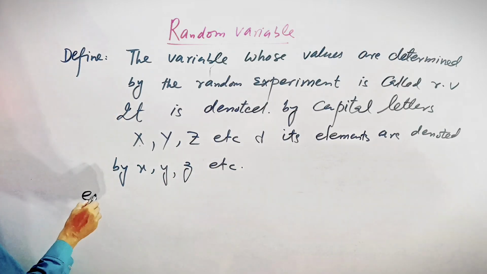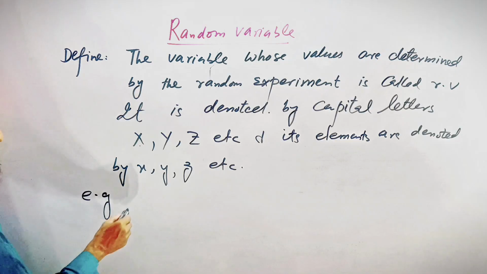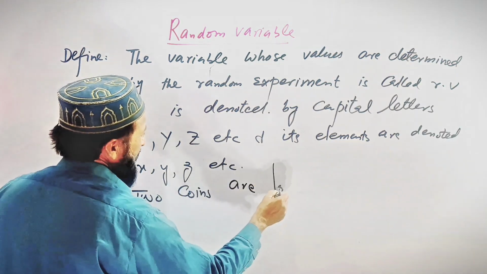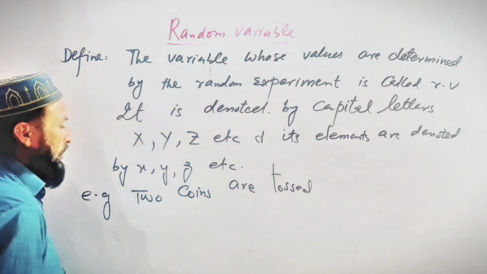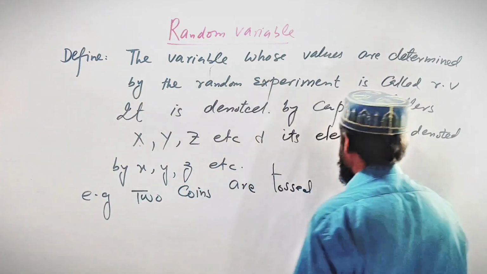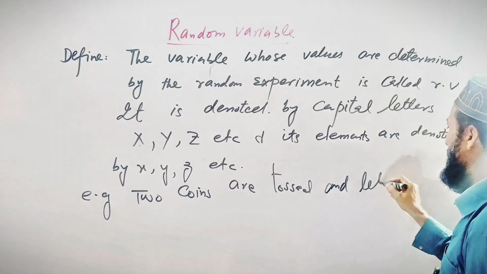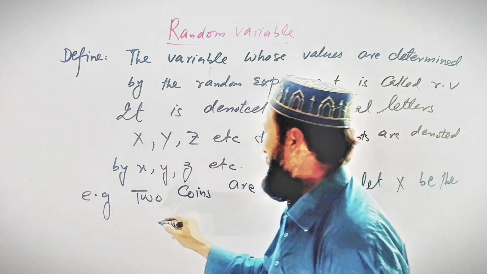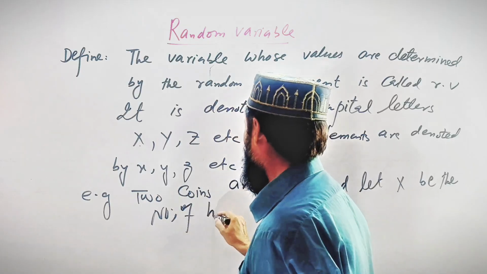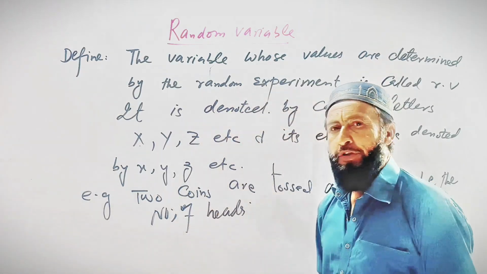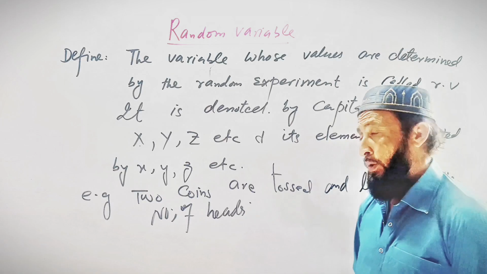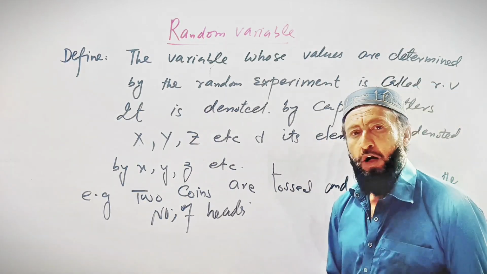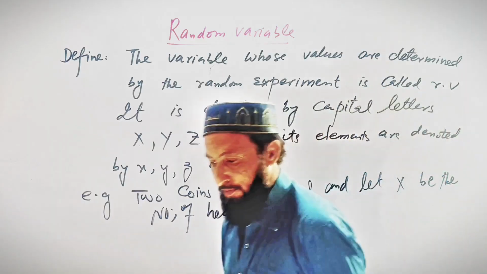Let us take one example. Let two coins be tossed, and let X be the random variable, the number of heads. That means if we toss two coins at a time, how can we represent the random variable X, the number of heads, by this result?